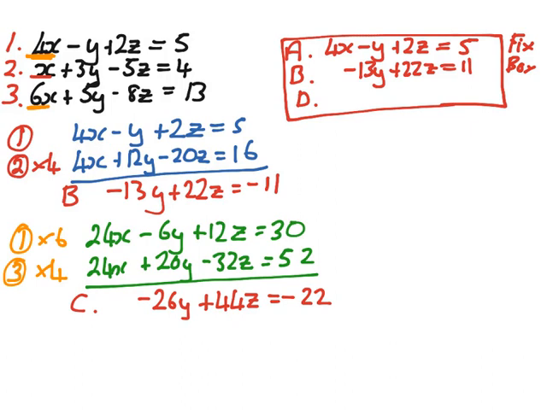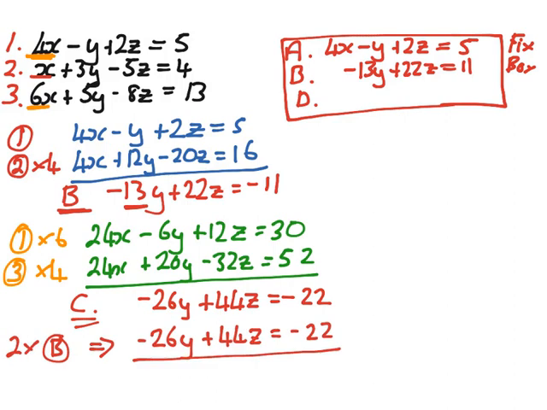We then need to eliminate y from B and C, so if we double B, we will get 26y. We've got equation C here, so underneath I'm going to go 2 times equation B. And when I subtract it away, I get 0 equals 0. This is a true statement. So what does this mean? There are many solutions that will make these equations true.